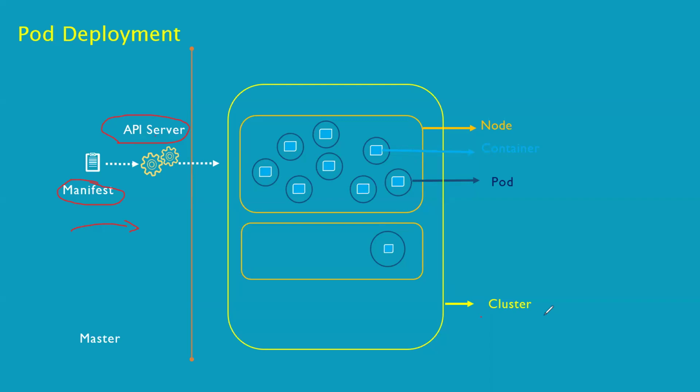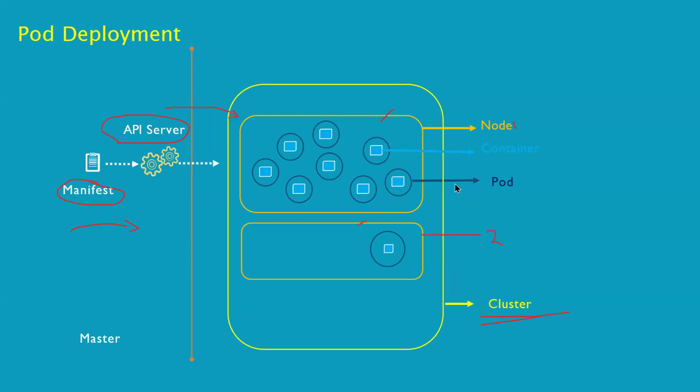Consider this is my cluster. What did I say about a cluster? A cluster is a collection of worker nodes. So this is node 1 and this is node 2. It means in this cluster, we assume that we have two nodes, node 1 and node 2. So when you deploy your pod, the pod can be deployed in any available node based on the health status of the node. So a pod can be deployed with one container.